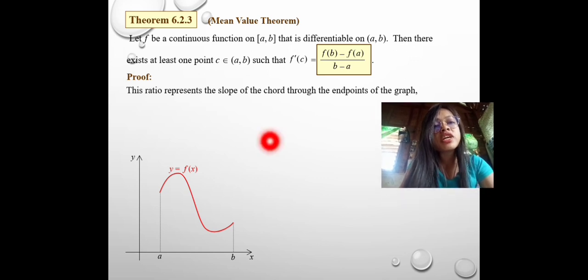The proof: this ratio represents the slope of the chord through the endpoints of the graph, a and b.